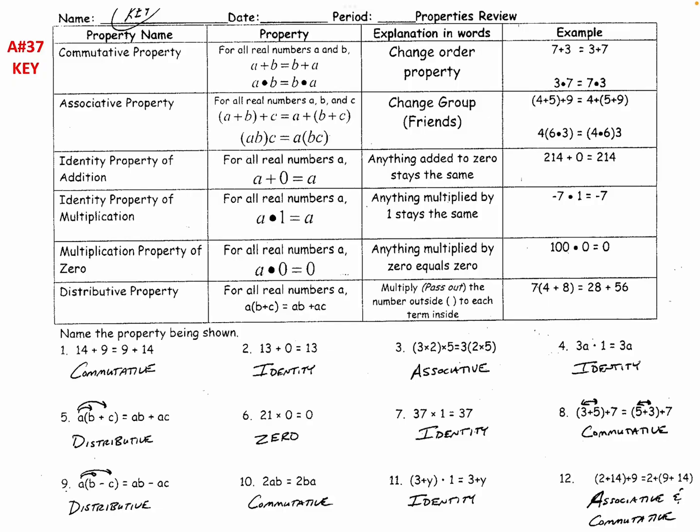All right, so here is the key to number 37. All you had to do was check what each property was being illustrated and give the name. Again, I do like stating commutative of addition or subtraction. Number 1 would have been of addition, and number 2 would have been identity of addition, whereas number 3 would have been associative of multiplication. So please take a minute there and check those items.